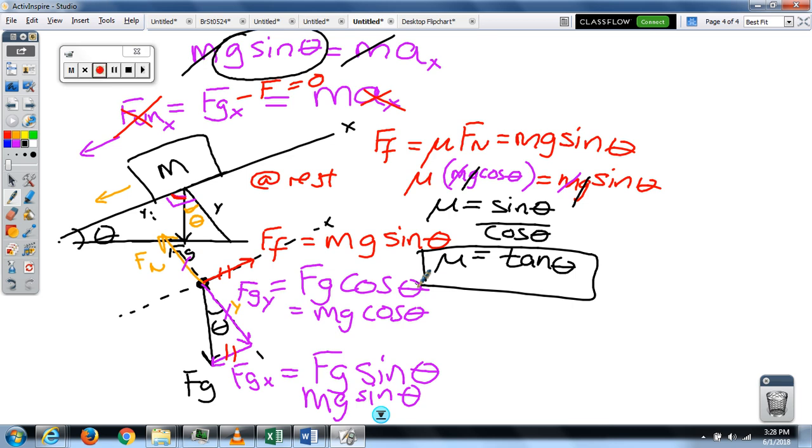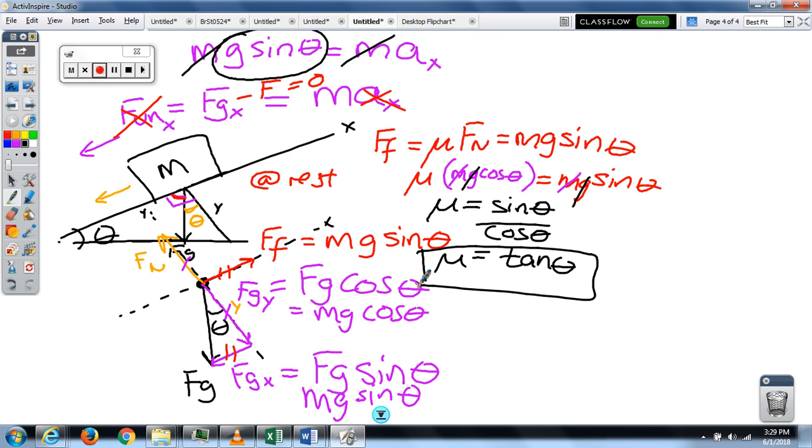So let's say in an example, you wanted to know whether an object was going to remain at rest on a surface, and you know what mu is. If you knew what the angle was, you could plug the angle in and see if it equals mu. Now, if mu is greater, that's good news, because if mu is greater, then there's more friction available. So you have to at least top out whatever mu is. If your tangent of theta is less than mu, you're in good shape. Your object is going to stay there.